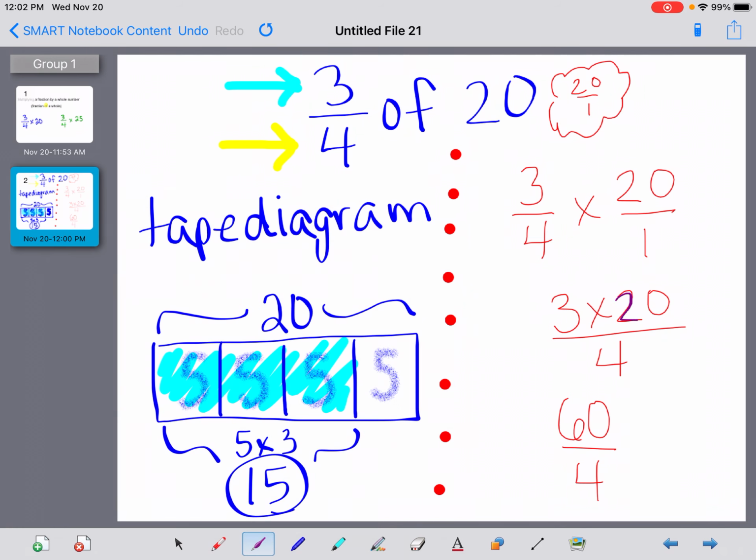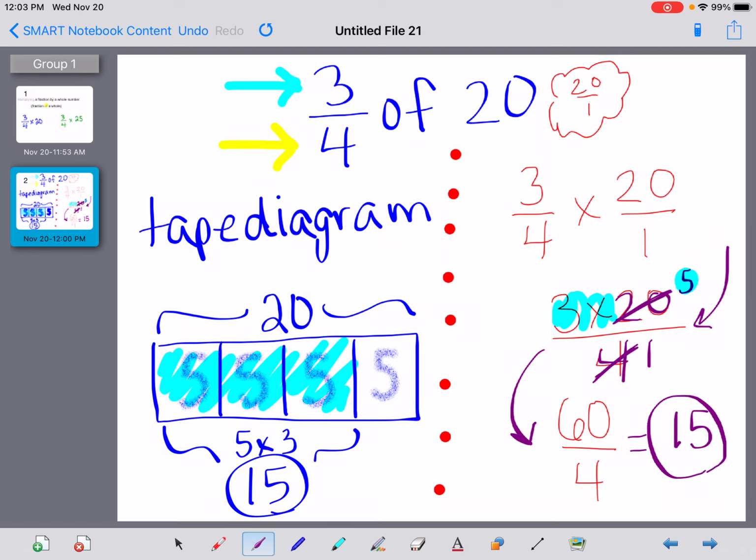We see that 20 and 4 both have a common factor of 4. I could mark that 4 out. 4 divided by 4 would be 1, and 20 divided by 4 would be 5. Now 3 times 5 equals 15, because we know that when we have 1 in the denominator, he just goes back into hiding. Whether you multiply to get your 60/4 and end up dividing, or go ahead and simplify it before you multiply, it doesn't matter, because your end answer is 15.